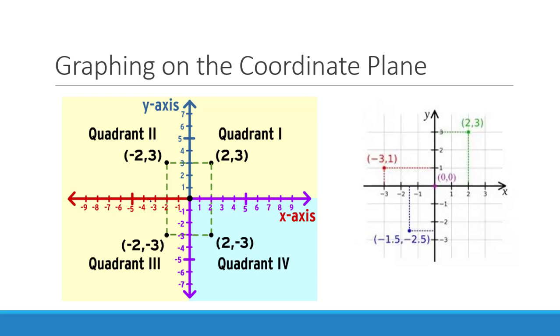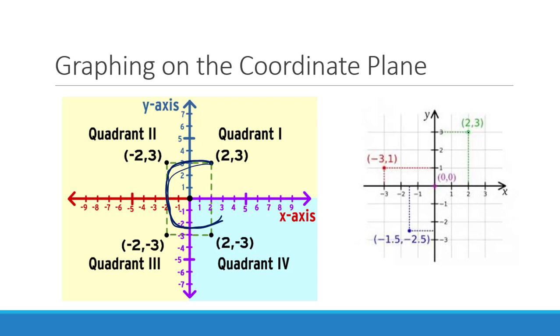Quadrant 2, your x's are negative, your y's are positive. Quadrant 3, you have both negative x's and negative y's. And then quadrant 4, you have positive x values and then negative y values. One thing that I use to remember which one's which is it kind of forms the shape of a C. So again, here's your quadrant 1, 2, 3, and then 4.